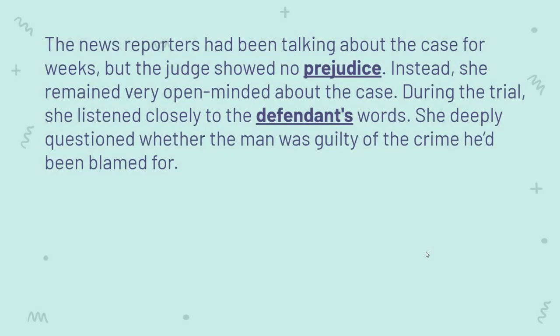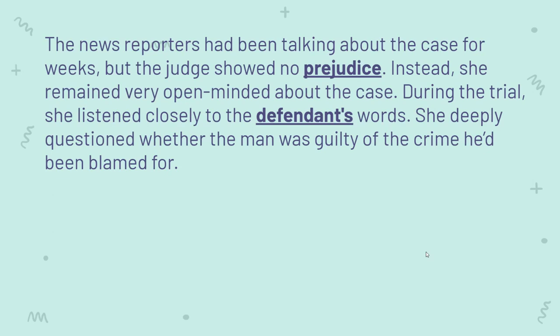All right, the news reporters had been talking about the case for weeks, but the judge showed no prejudice. Instead, she remained very open-minded about the case. During the trial, she listened closely to the defendant's words. She deeply questioned whether the man was guilty of the crime he had been blamed for.